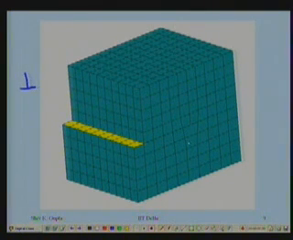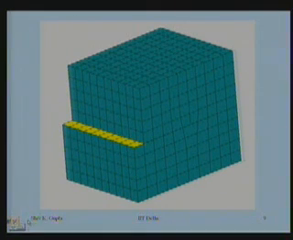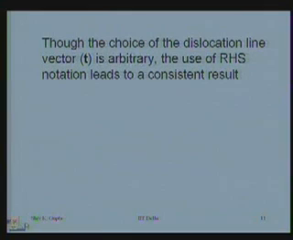And you can draw the Burgers circuit, and you will find the Burgers vector turns out to be equal to this push which you are given here. That's what I just now explained, that though the choice of the dislocation line vector T is arbitrary, you take it from E to F or you take it from F to E, the right hand screw notation leads to a consistent result.